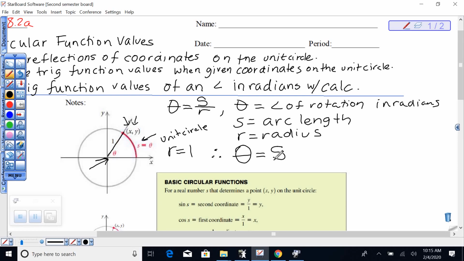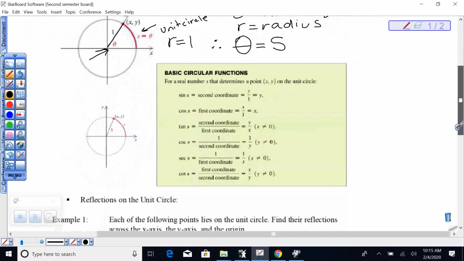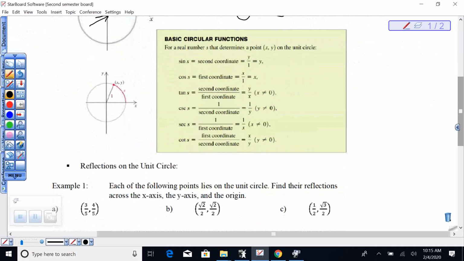So what we're going to do now is take some information we're provided about the basic circular functions, and we are going to learn to use the coordinates on the unit circle to find the sine of theta, the cosine of theta, the tangent of theta, the cosecant, all of the 6 trig functions. However, I really don't like what's happening on this chart, so we're going to make a couple of little changes.